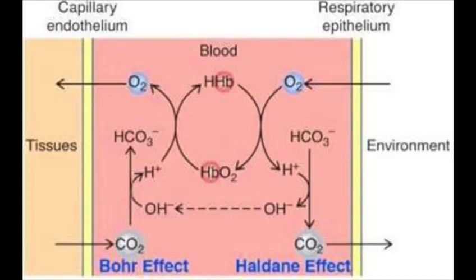Oxyhemoglobin behaves as a strong acid. It releases H plus ions which bind with bicarbonate ions to form carbonic acid, which dissociates into H2O and carbon dioxide. So the formation of oxyhemoglobin facilitates the release of carbon dioxide in the alveoli.